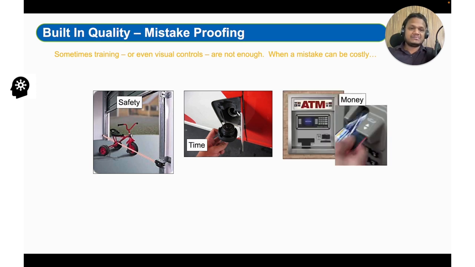Next, ATM. ATMs already have an indication in terms of in which direction you need to insert the card. So these are some other examples. We need to put controls to ensure that a mistake does not happen. That is about mistake proofing.